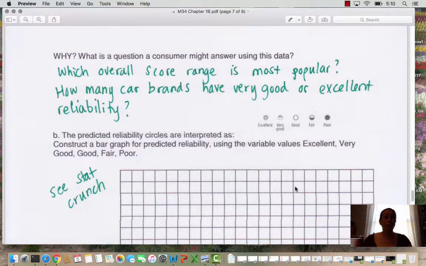So then we ask why. What's the question a consumer might answer using this data? I came up with: which overall score range is most popular, and how many car brands have very good or excellent reliability? These are things I might want to know as a consumer thinking about a new car.